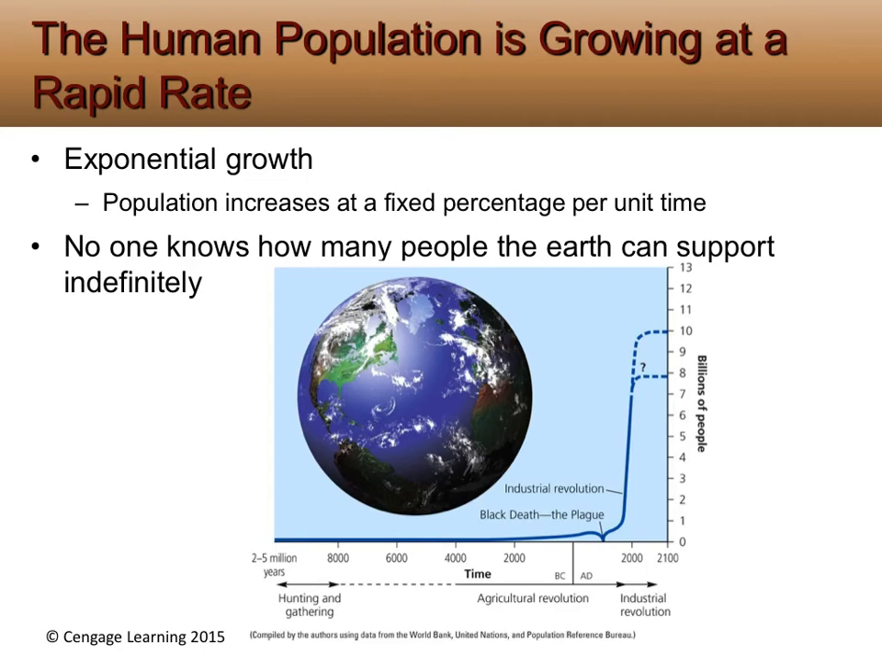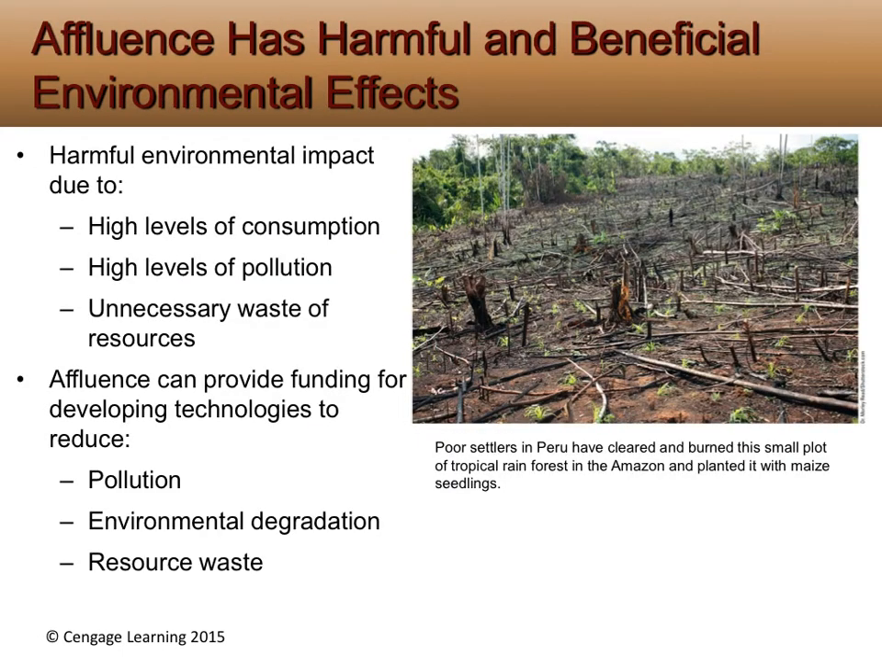We had more births than deaths, so our population is just skyrocketing. We don't know how much our planet can support. That's something we'll deal with down the road. Affluence, of course, having lots of money, can be harmful and can be beneficial to the environment.